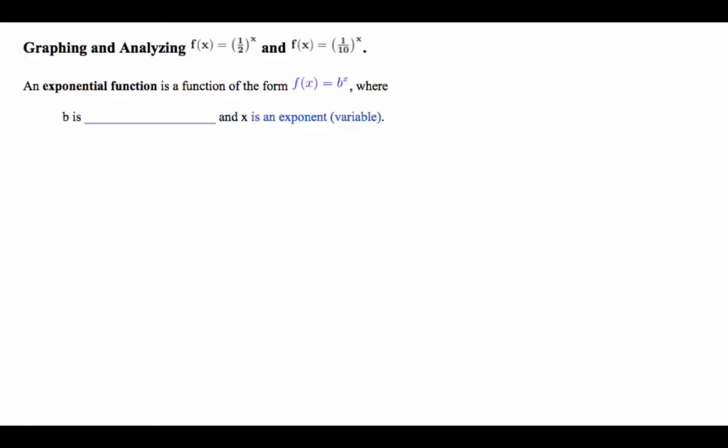So this is very similar to what we had before in the previous section, except instead of having base 2 and 10, we're dealing with 1/2 and 1/10 to the x. How does that change things? Well, in this case, the base is between 0 and 1, where the exponent is a variable.